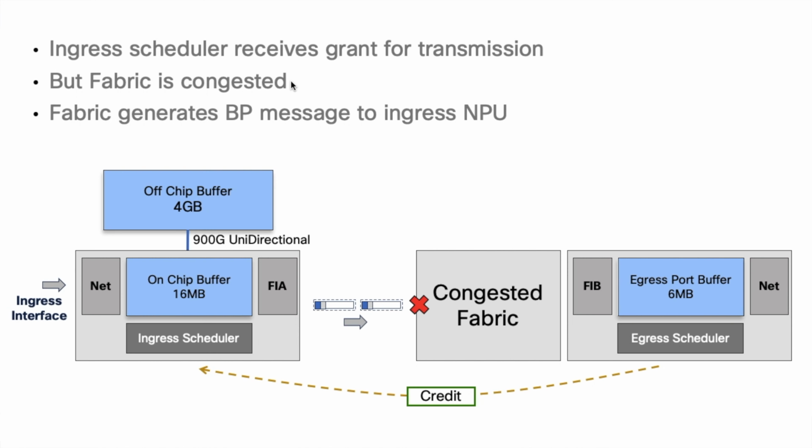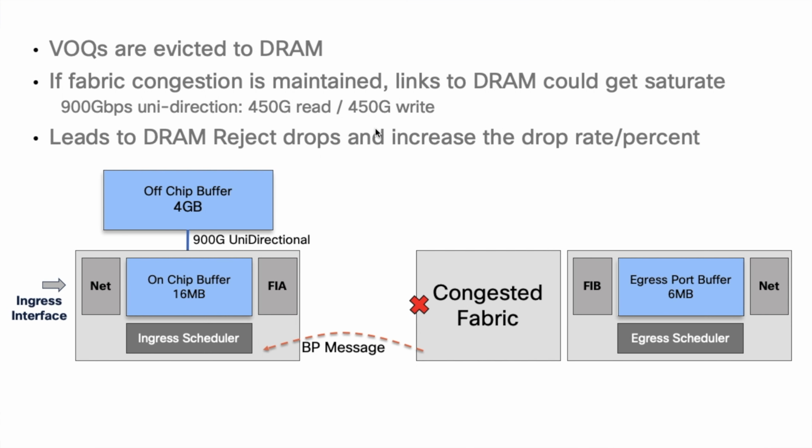What we experience here is really only relevant in a lab environment where we are able to maintain this 900 gigabit per second of constant stream with the same packet size. Let's see the steps of this cascading effect. Packet is received, but fabric is congested. It generates a back pressure message to the ingress NPU, which will now evict the particular VOQ to the DRAM. Since all the generated traffic is pushed to DRAM, we eventually saturate the links to this external buffer. And that's the IDR drop reasons we are seeing here.